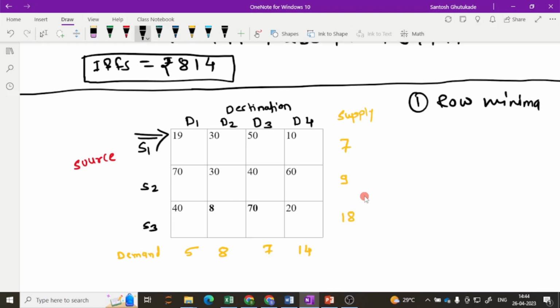In the first row, we are looking for the minimum value. So in the first row, the minimum value is 10. So we will give the allocation at that location. Here 7 is the supply, 14 is the demand. So we can give the 7. So this supply is fulfilled, demand remaining is 7. So this becomes 0, so we will cross the row.